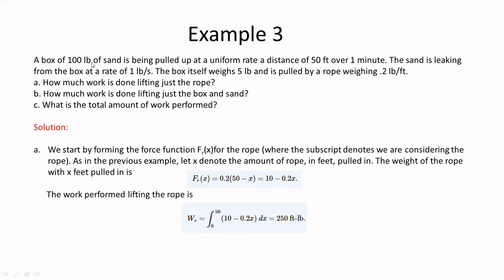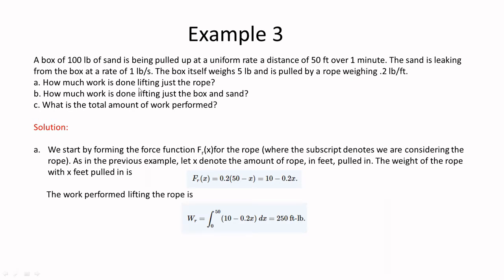You have a box weighing 5 pounds. It contains sand, which is 100 pounds, but this sand is leaking from the box at a rate of 1 pound per second. And the box, as it is being pulled up, is pulled up by a rope weighing 0.2 pound per foot. Now, the distance in which this box is to be pulled up is 50 feet, and it will be pulled up at a rate of 1 minute.